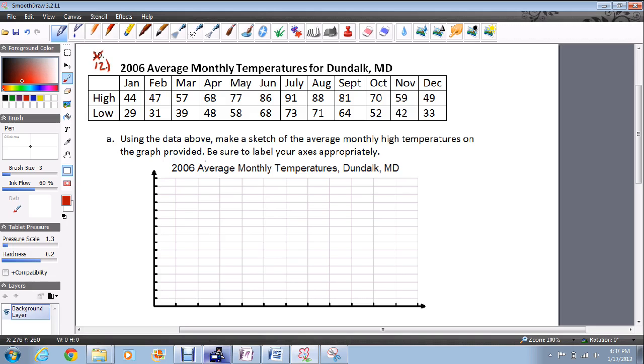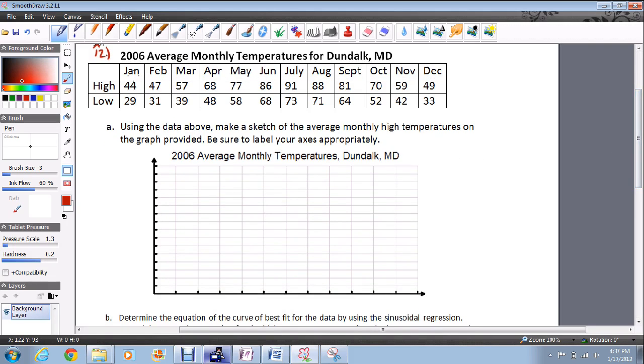What I'm going to do is first go ahead down here and neatly graph our points. If we read the directions carefully, it says, using the data above, make a sketch of the average monthly high temperatures. So I'm not putting the low temperatures on this graph. So again, the reason I put the high and low one here is to just make us more keen to paying attention to the details. Don't answer the wrong question on your exam, answer the right question. So make sure you circle or highlight those key words, high temperatures.